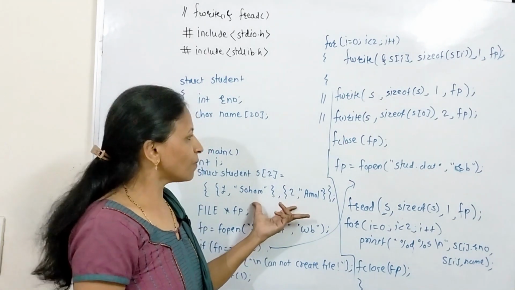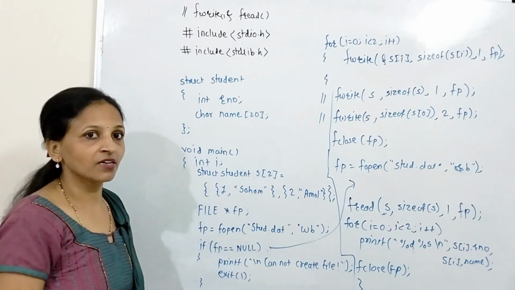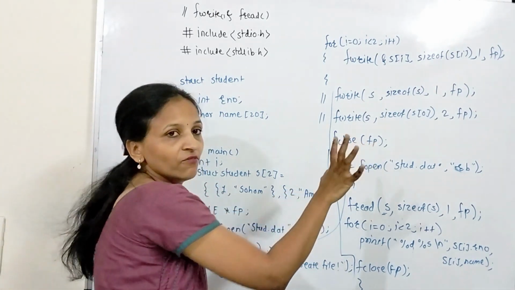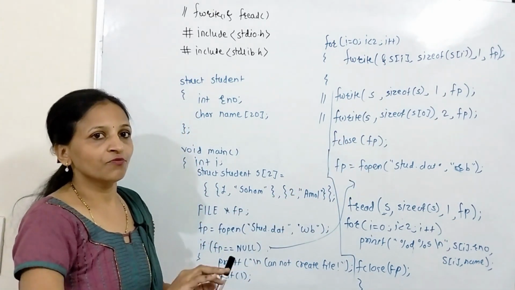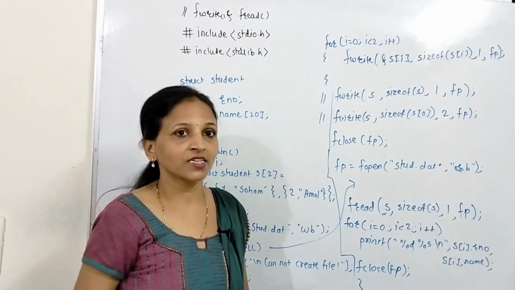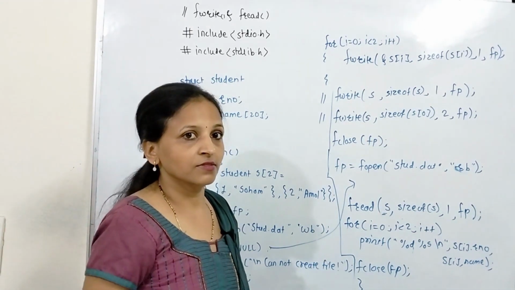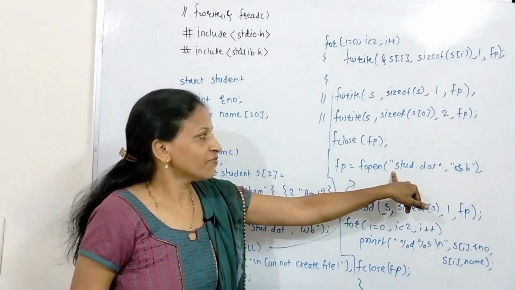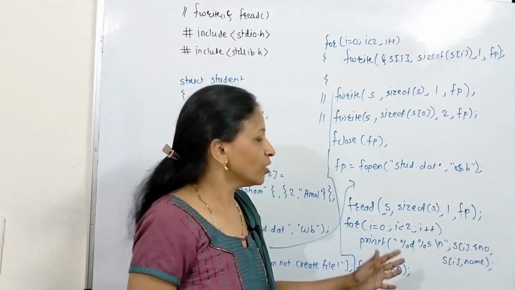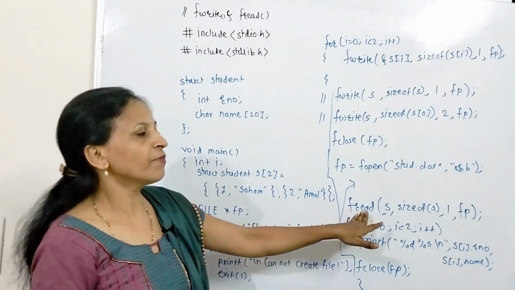After that we have to close that file, because now we are done writing to that file. And fclose fp will close that file and clear all the contents from the buffer used while writing. Now we have to open that file for reading. That's why again we have opened that file in r mode, rb mode. And now we have to read the whole array at a time with the help of the fread function.